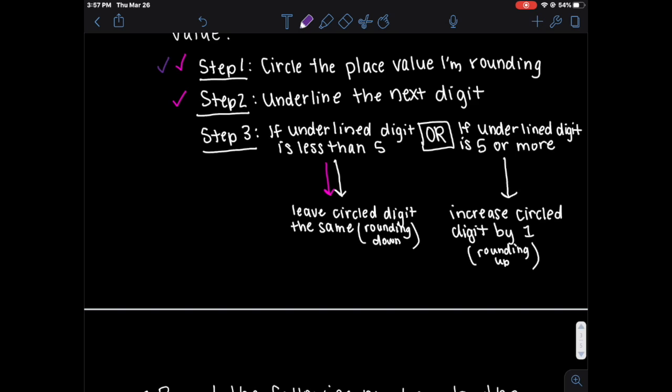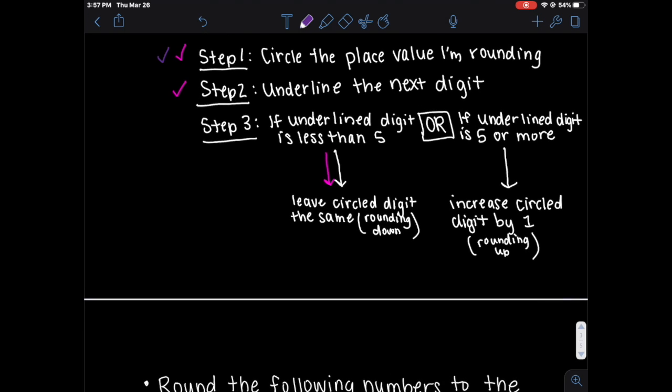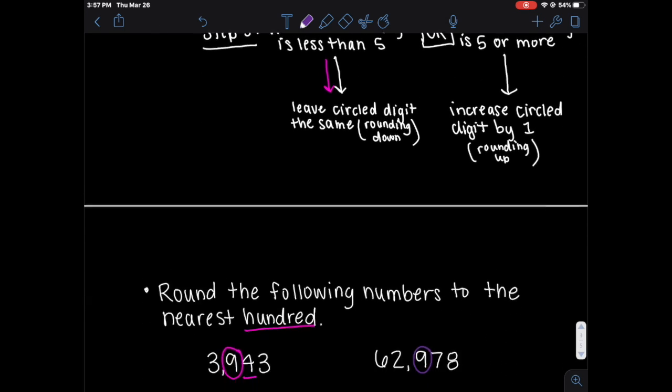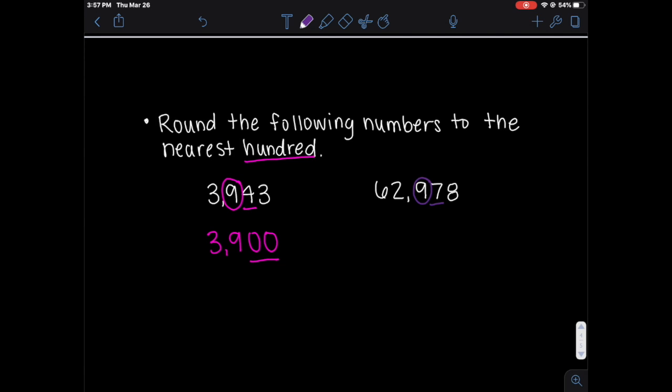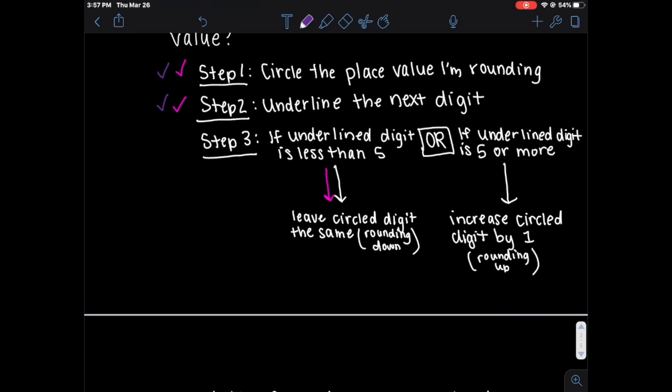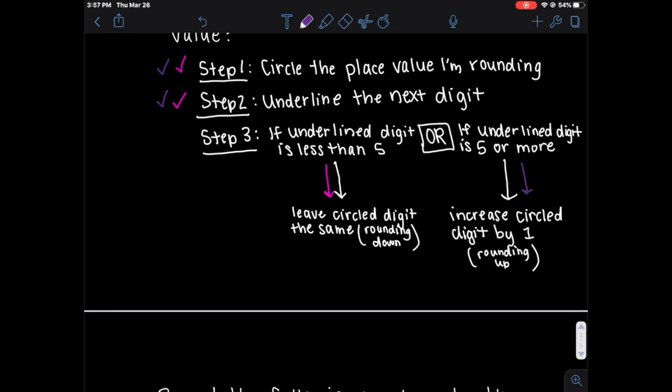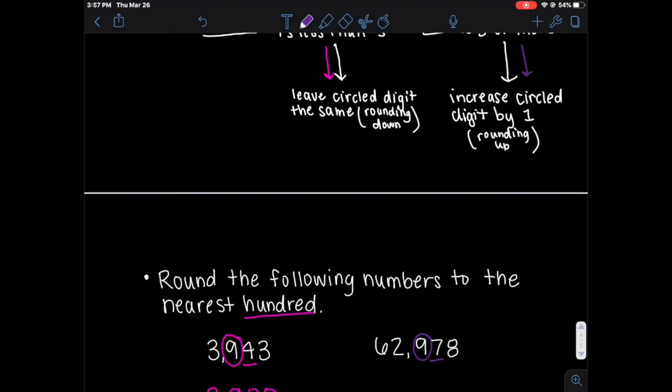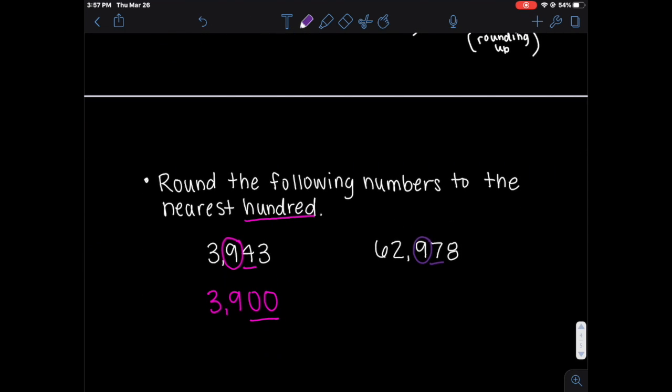So step 1, circle the place value I'm rounding. Step 2, underline the next digit. Okay, then step 3 depends on if it's more than 5 or less than 5. For us this time it's going to be 5 or more, so we have to increase our circled digit by 1, which is rounding up. So we have to increase our circled digit, which is 9, up by 1. Well, this is kind of confusing because the next number after 9 is 10.